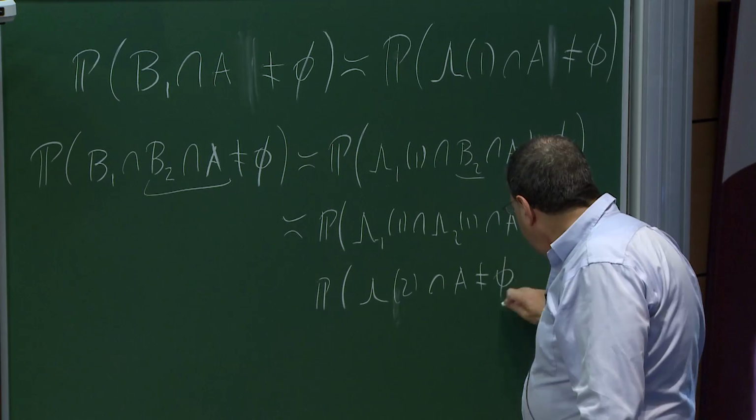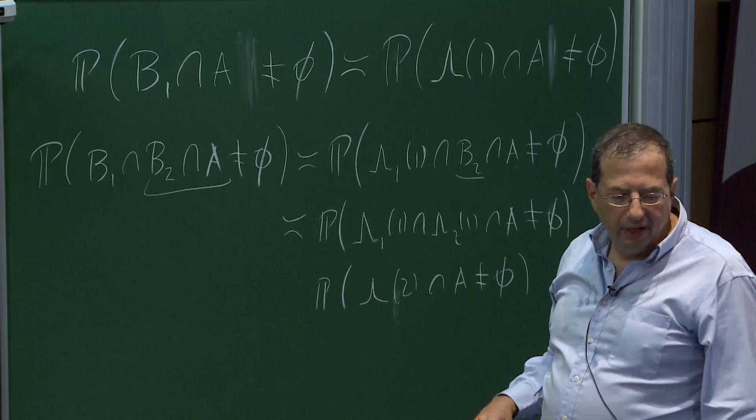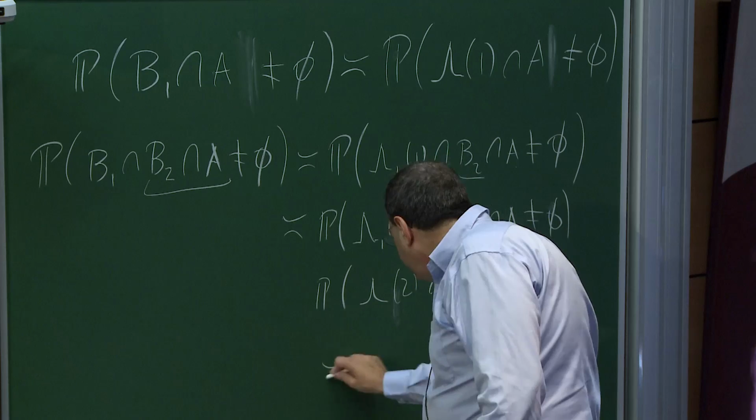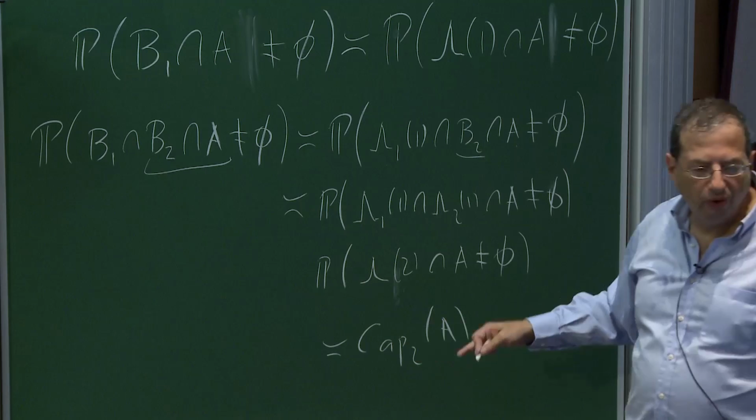But now I have Lyons' theorem, or our variant of it, applied with parameter alpha equals 2 instead of alpha equals 1. And we get that this is equivalent to the capacity 2 of A. So we get a very soft proof of this Fitzsimmons-Salisbury theorem in this case.